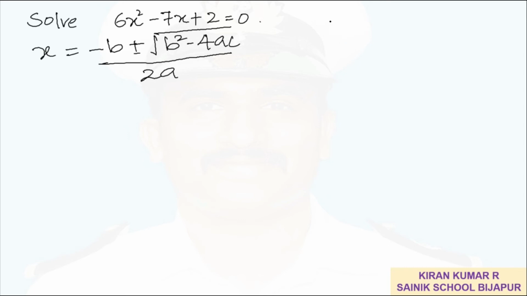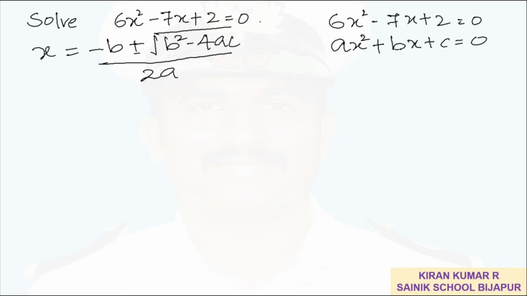Look at 6x² − 7x + 2 = 0. Compare this with ax² + bx + c = 0. Just do a direct comparison. We get the value of a as 6, the value of b as −7 and the value of c as 2. Now these values you must substitute here.